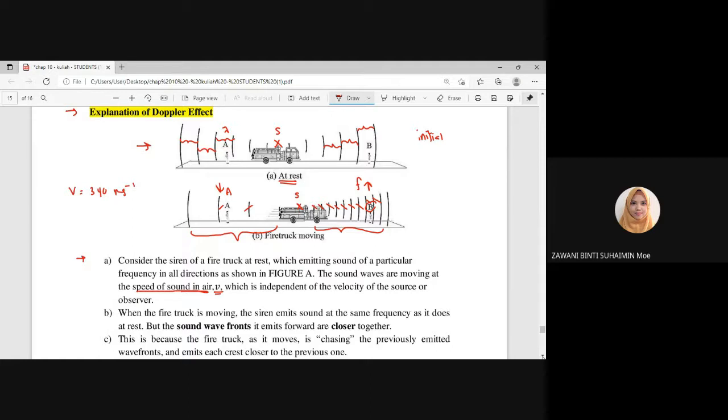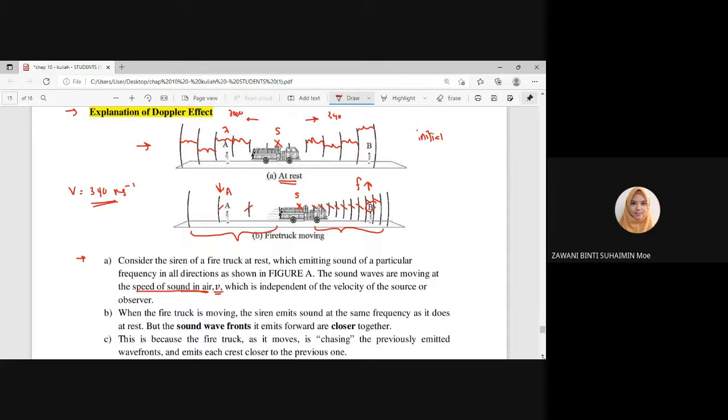Okay, so kalau dia tidak bergerak, maksudnya sound wave awak tu travel sepantas ini. So itulah yang macam wavelength ni lah. Contoh ni wavelength ni maksudnya awak punya wave tu travel sepantas 340 ke kiri, 340 ke kanan. Macam tu. So itu bila tak ada apa-apa motion di antara source dan juga observer.